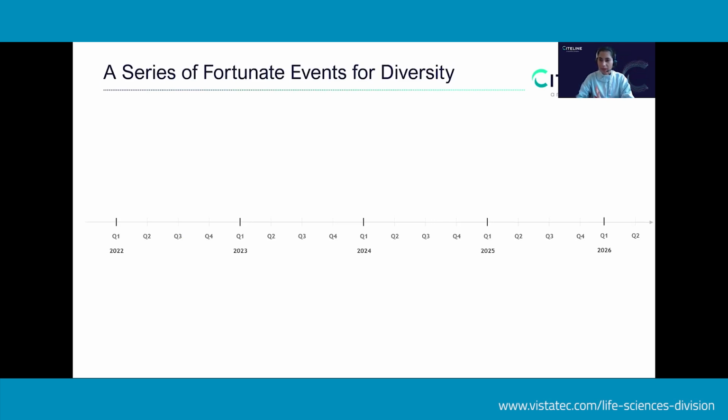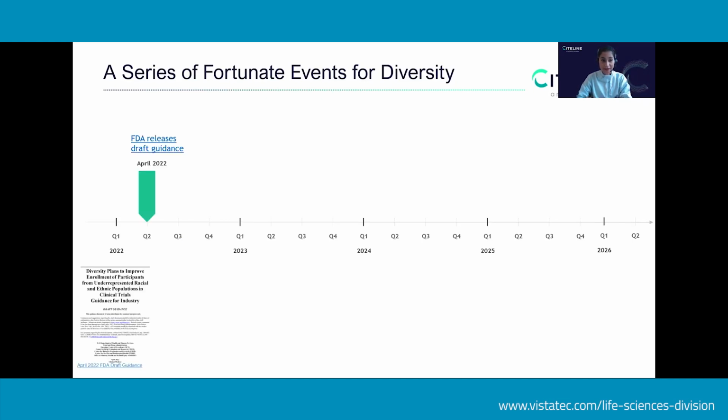We all know that the topic of diversity is not new, and the FDA has released many other guidances in the past. So why is there so much pressure now? In April 2022, the FDA released a draft guidance with the purpose to provide recommendations to sponsors developing medical products on the approach to develop a race and ethnicity diversity plan to enroll a number of participants from underrepresented racial and ethnic populations in the US following the OMB standards.